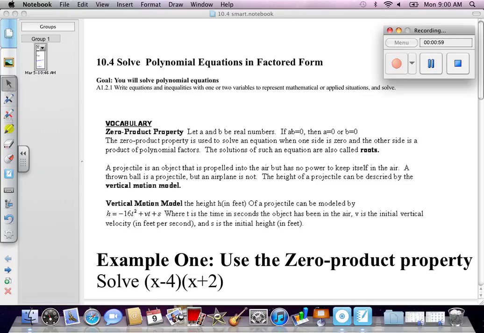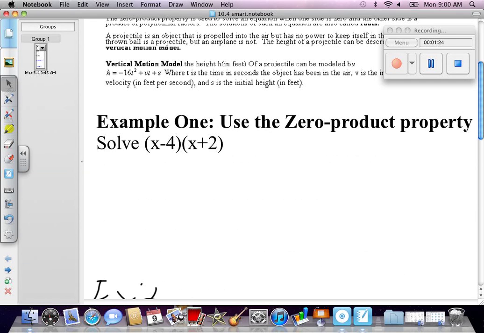Okay, the one below with the vertical motion model, we won't be doing one just like that today, but whenever they talk about vertical motion, you've got to find this equation. The height equals negative 16 times the time squared plus the initial velocity times time plus the initial height. There won't be one like that today, but we will be doing those in the future. You need to pay attention to that.